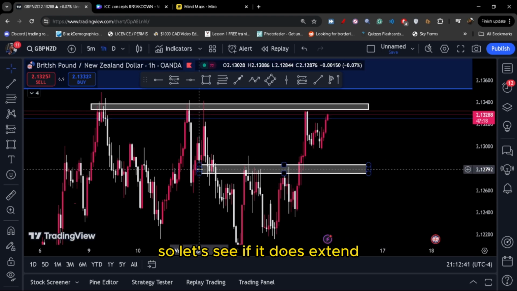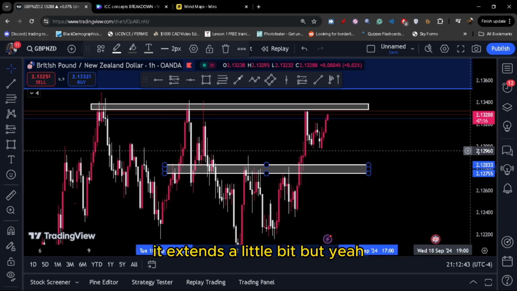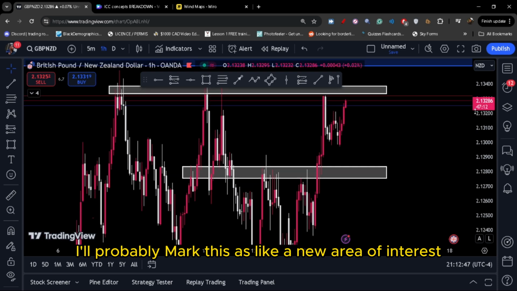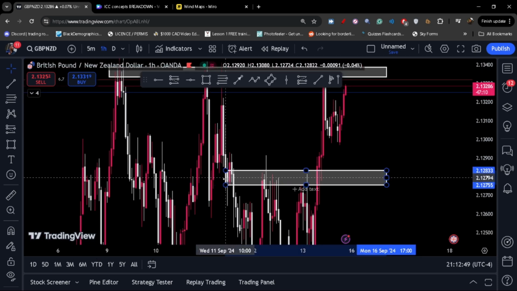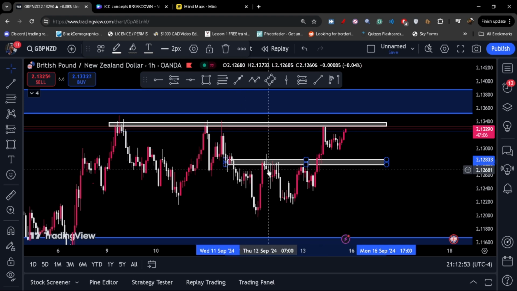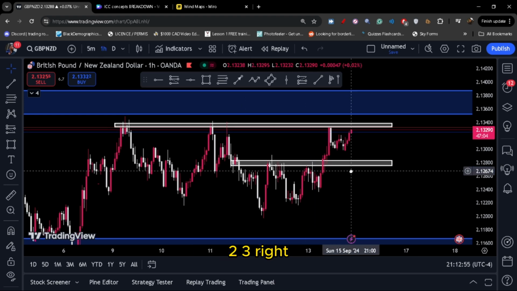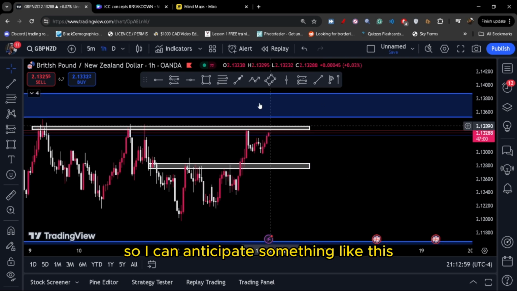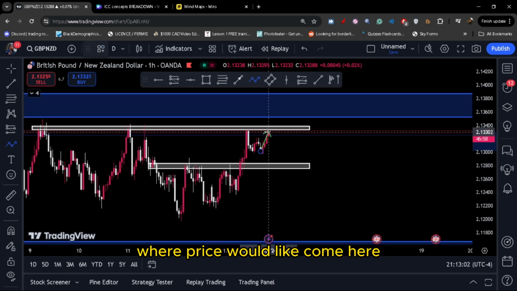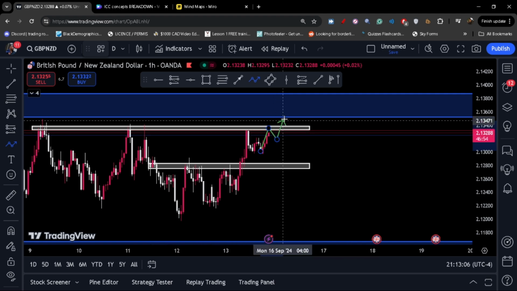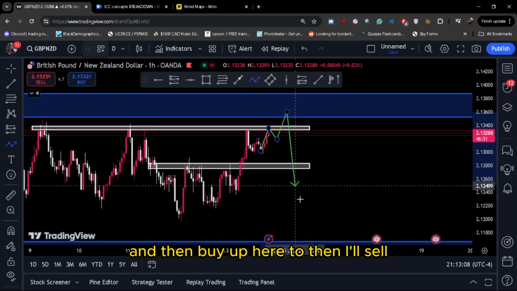So let's see if it does extend. It extends a little bit, but I'll probably mark this as a new area of interest, right? Because it respected it from this point, as you can see, 1, 2, 3. So we might anticipate something happening here. I can anticipate something like this, where price will come here, sell a little bit to this area here, and then buy up here to then sell.